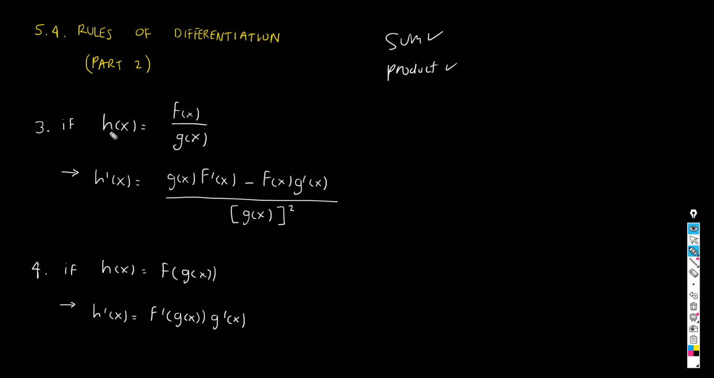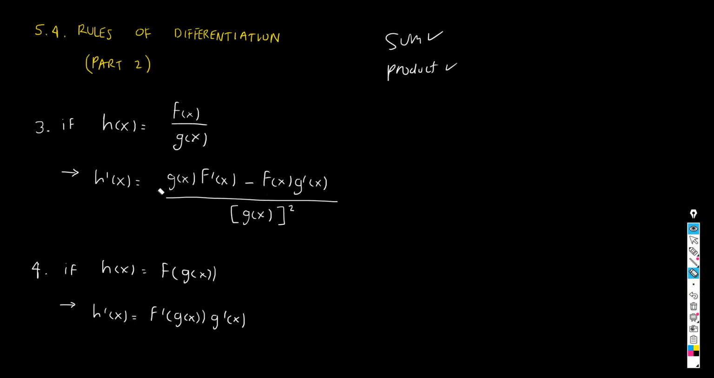Now, rule number 3, what happens when we have a quotient of functions? Suppose that you have a function h that can be written as the quotient of two functions. So what's going to be the derivative of h? Well, it's going to be all of this, and as you can see, it's even more complicated than the one for the product. But it's just a matter of memorization, really.